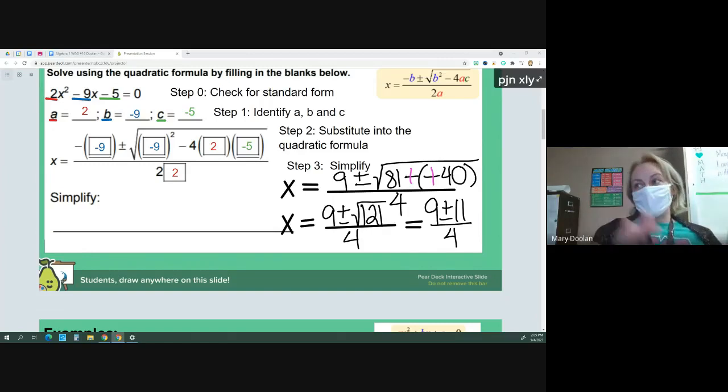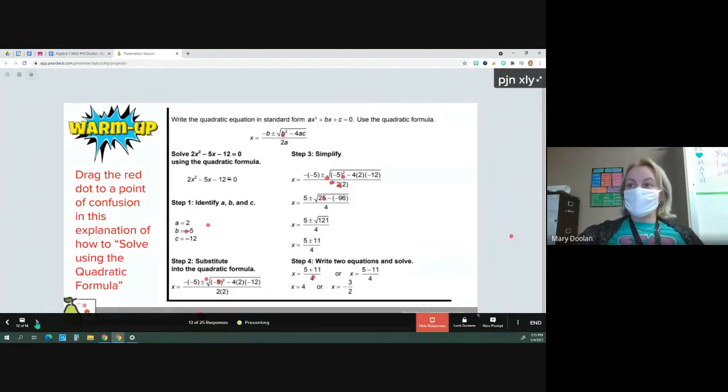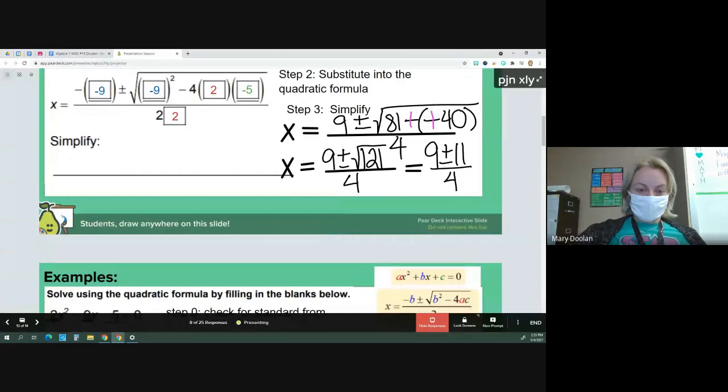That's the simplifying step. And now I'm on my last step, which is the fourth step, which says write two equations and solve. So that's what we're going to do last. Step 4.